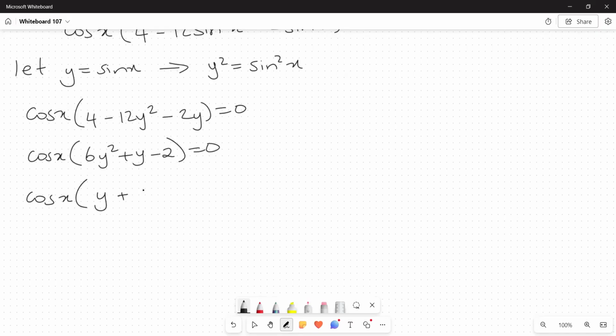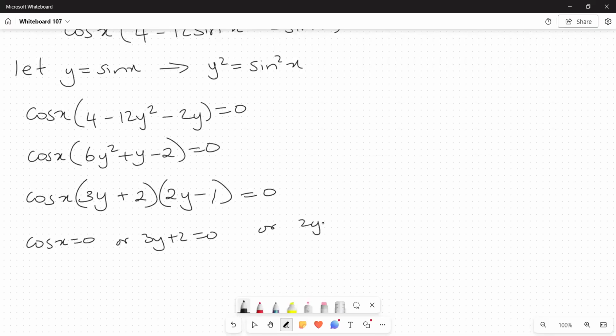Okay, so when you factorize, you have 4/6, which is 2/3, and then here we have 2y minus 3, and then 3y plus 2, and 2y minus 1. Right, we can check if we multiply out: we have 6y squared, we have -3 plus 4, okay, it's fine. And this is equal to 0, and then we can work this out. So this means that cos x is 0, or 3y plus 2 is 0, or 2y minus 1 is 0.